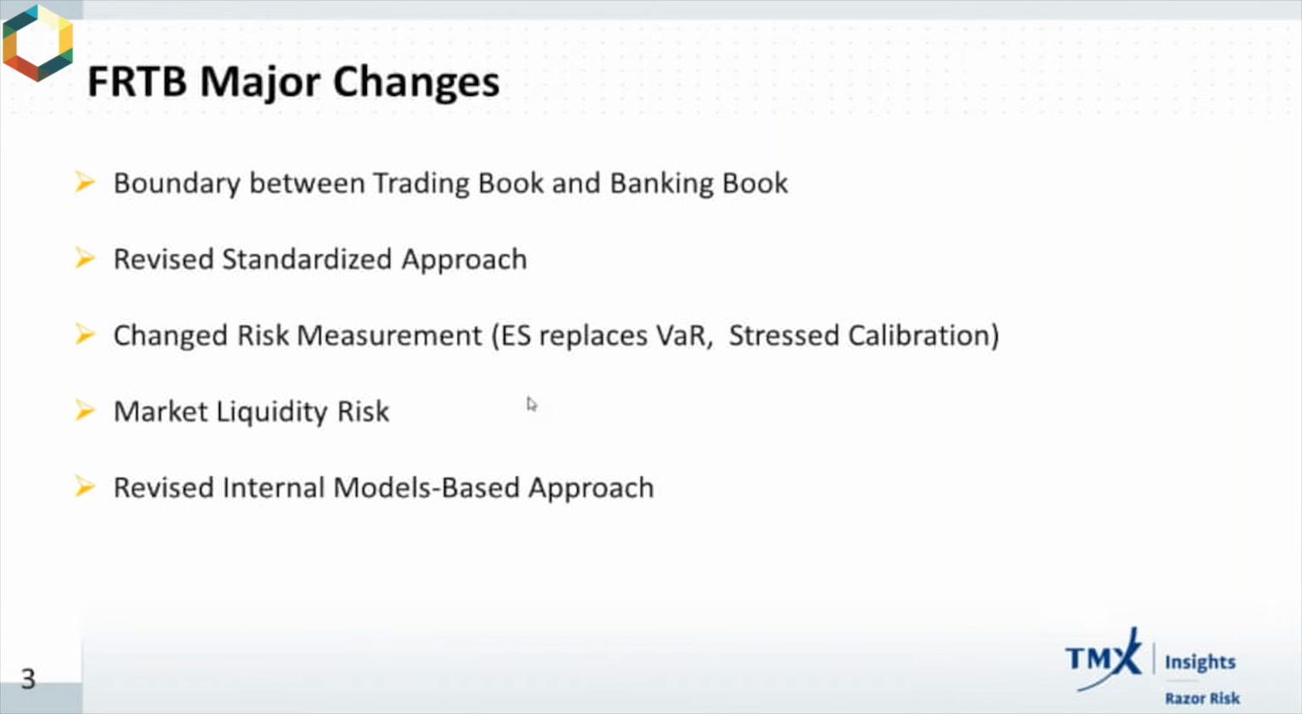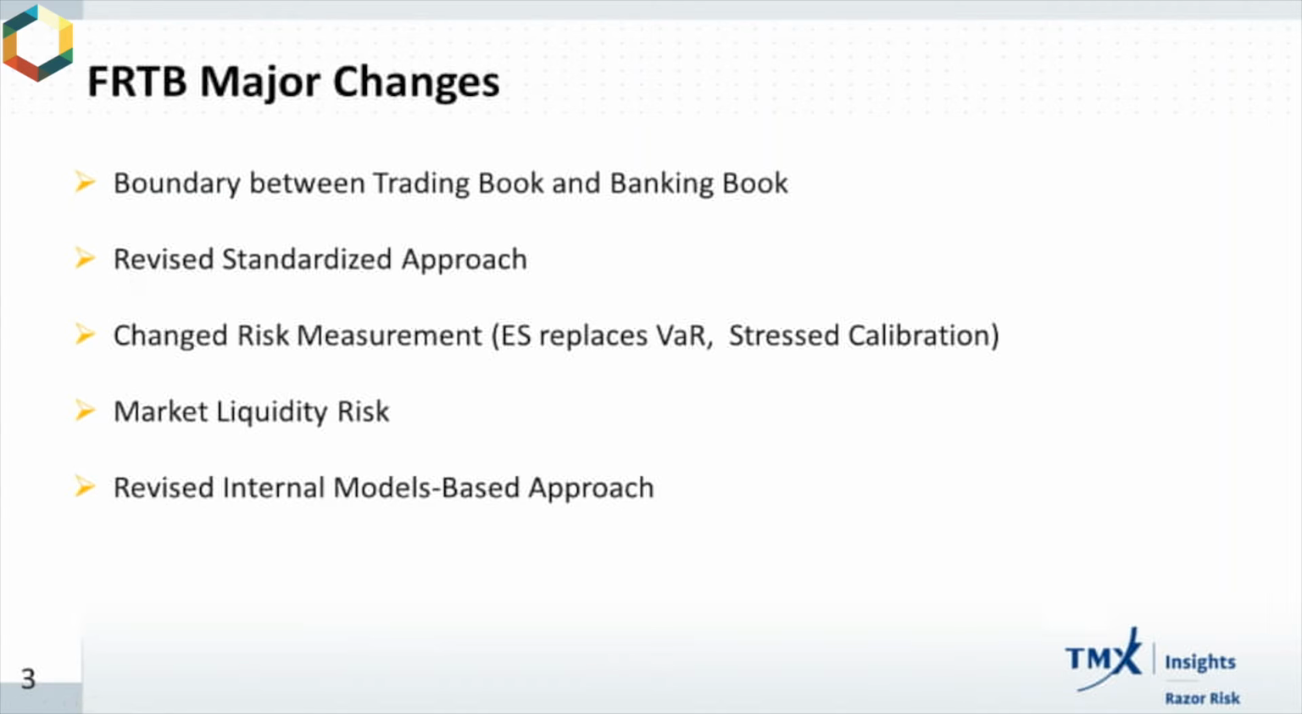This slide shows the major changes from FRTB. The first one is a clear boundary between trading book and banking book. The current boundary criteria is pretty subjective. It's a bank's intention to hold or trade, but intention can change from time to time. The new criteria is much more clear and objective. It's evidence-based.